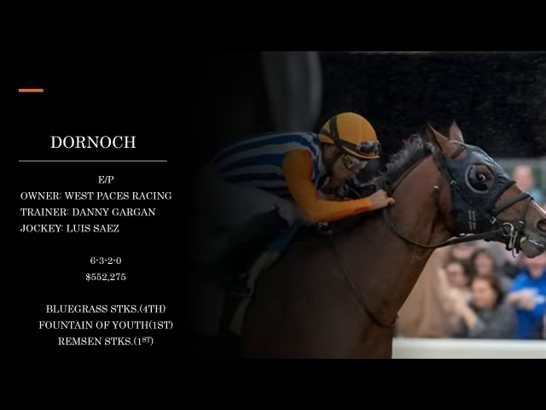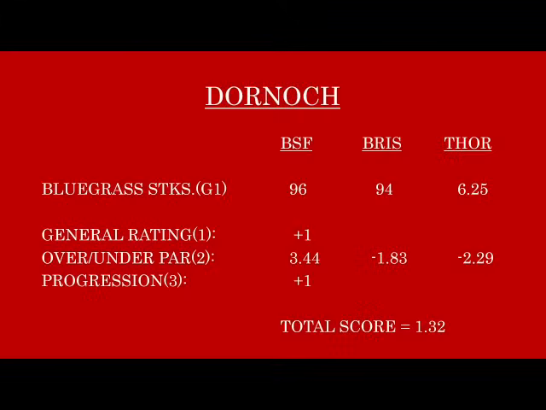So now we'll look at Dornoch, and we'll look at the Bluegrass Stakes. And that race, I didn't like how he ran in it from a form or class perspective. But from a speed perspective, he got a 96 Beyer, which is pretty good, and right in line with some of the better horses. A 94 Brisnet, 6 1/4 Thoro-Graph really won't cut it. That's a little low. So you see, he's a little bit above average for the Beyer, a little bit below average for the Brisnet and the Thoro-Graph.